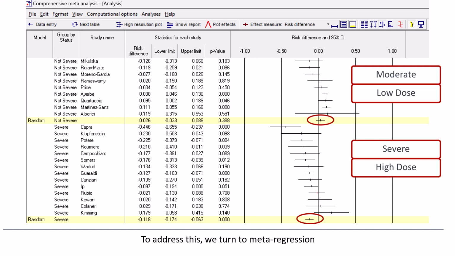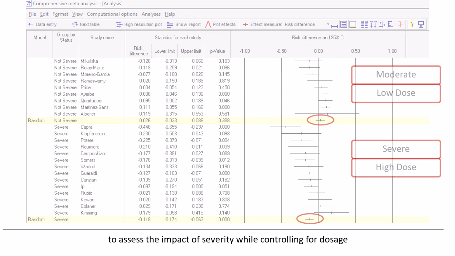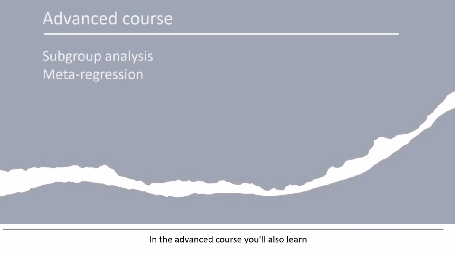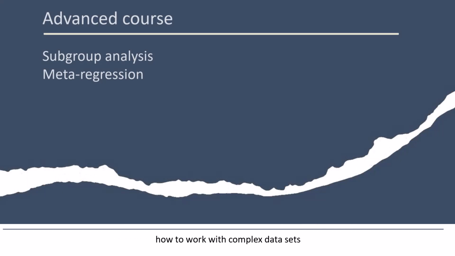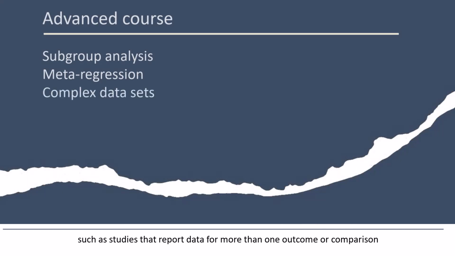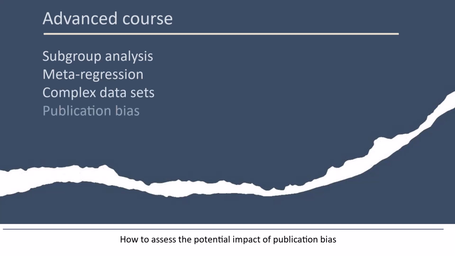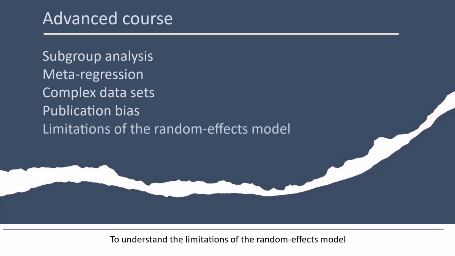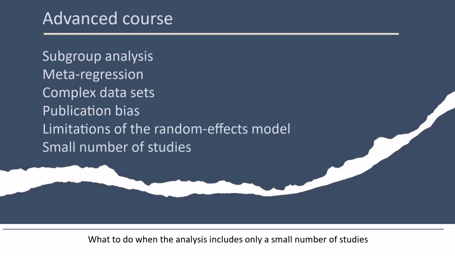To address this, we turn to meta-regression. We may be able to use meta-regression to assess the impact of severity while controlling for dosage. In the advanced course, you'll also learn how to work with complex data sets, such as studies that report data for more than one outcome or comparison, how to assess the potential impact of publication bias, to understand the limitations of the random effects model, what to do when the analysis includes only a small number of studies, and how to avoid common mistakes related to these issues.